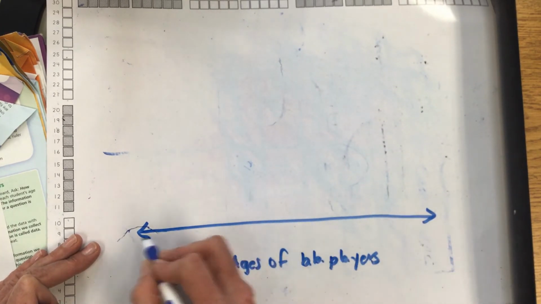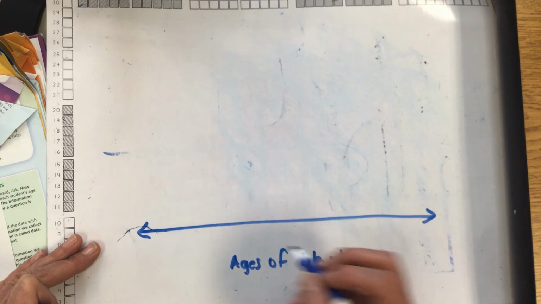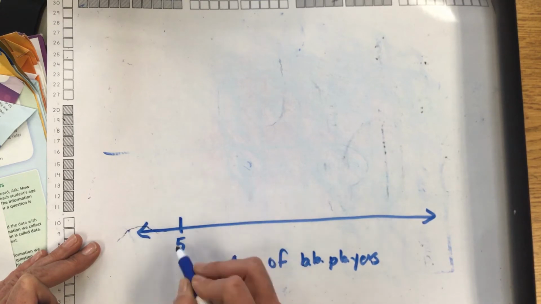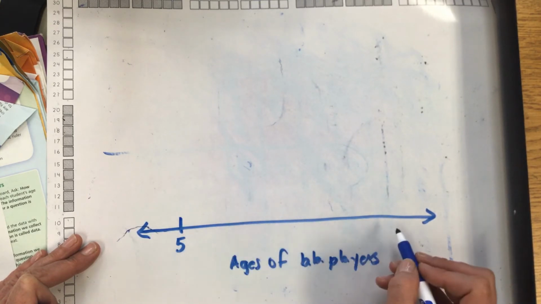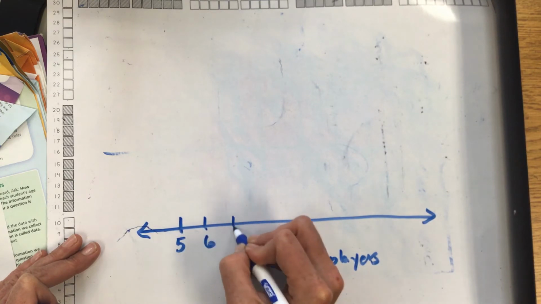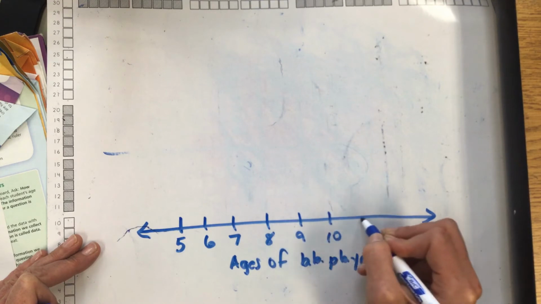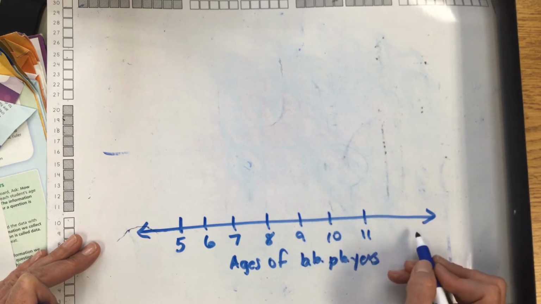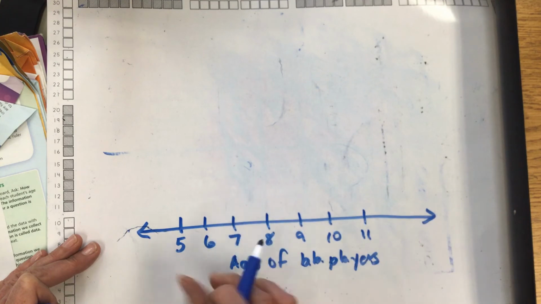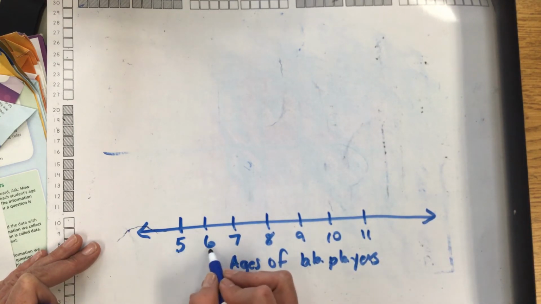I'm going to start my number line with the youngest kid. Let's pretend the youngest kid was 5 years old, so I put a 5 here. Maybe my oldest kid was 11 years old, so I go 5, 6, 7, 8, 9, 10, 11. If I don't have anyone after 11, I don't need any more. These have to be equally spaced. I don't have any halves, so I'm not going to worry about that.